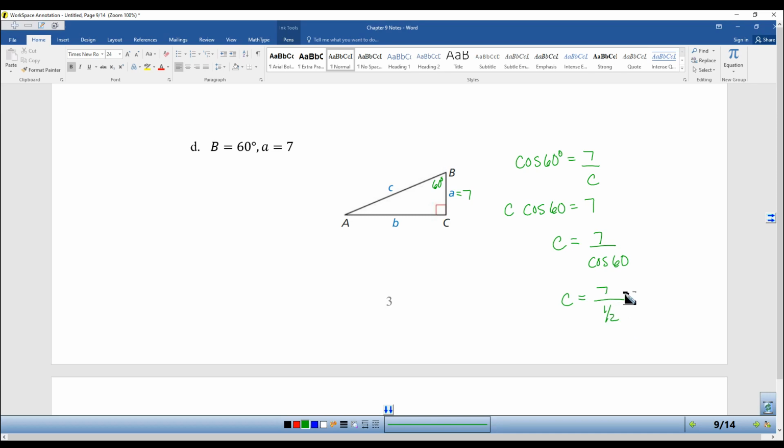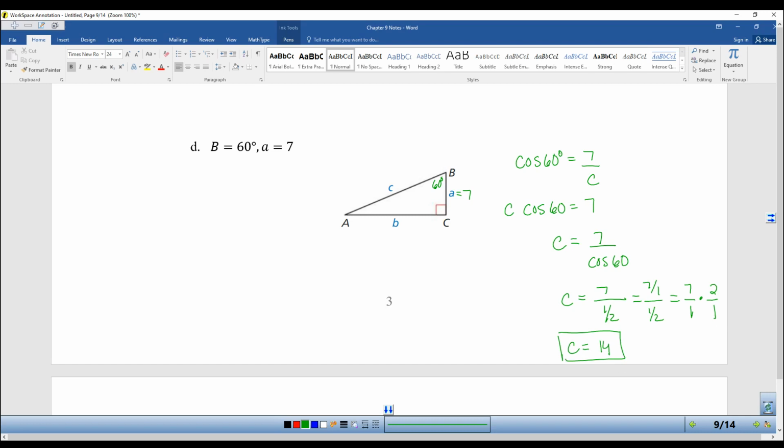And some people struggle here, got a fraction now. But if you make this a fraction and this a fraction, then you can do keep, change to multiplication, and flip. And you'll get that C is equal to 14.